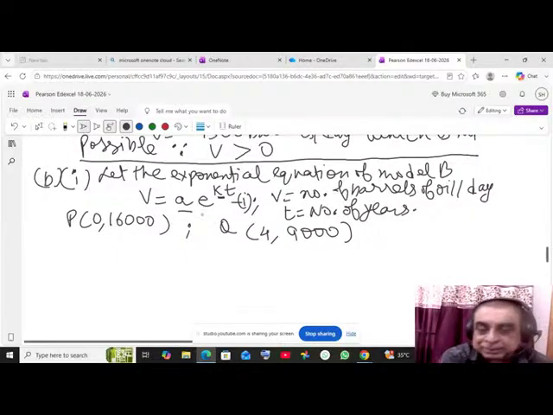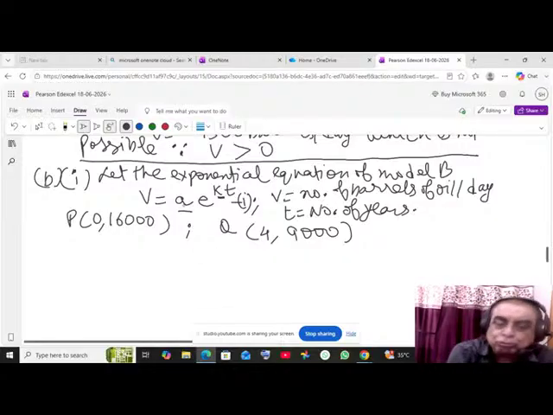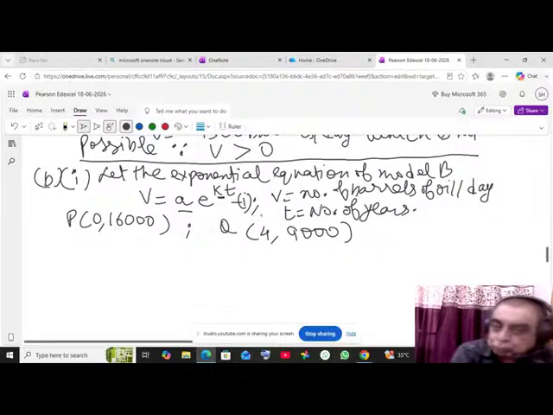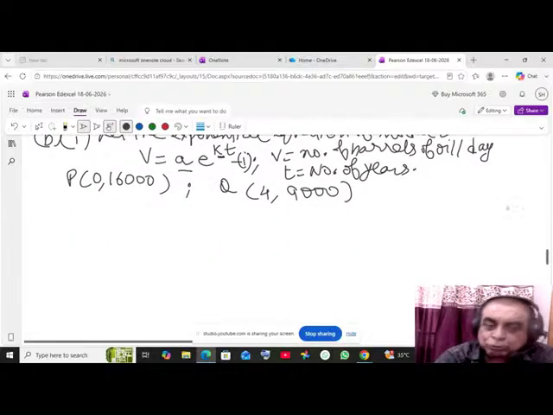I am calling this equation 1. There are two arbitrary constants, a and k. Those two constant values we have to find out and put in this equation. For finding two unknowns, you need two equations. As many unknowns as you want to find, that many equations you must have. We get these two equations by putting the coordinates of P and Q in this equation, and you will get the values of these two unknowns.